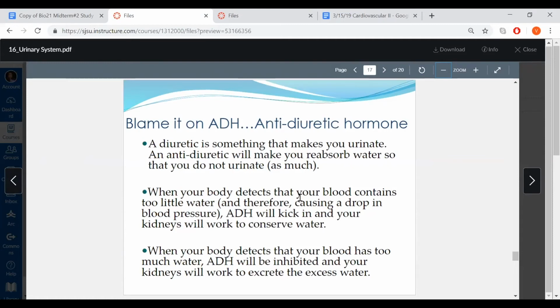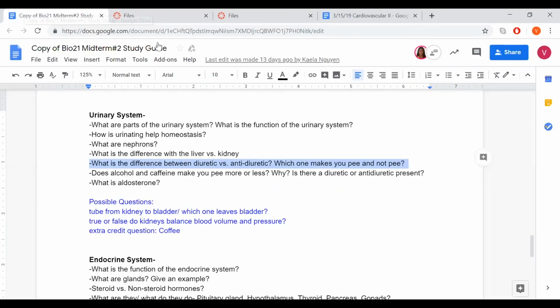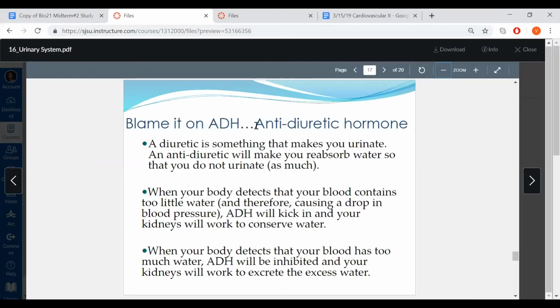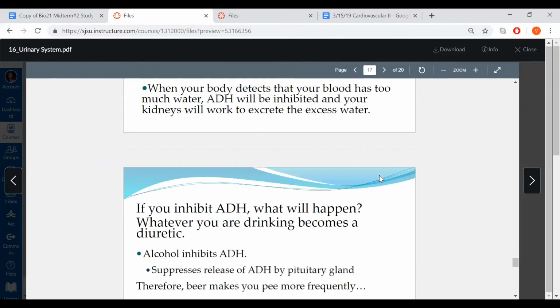And so, in alcohol, ADH is the anti-diuretic hormone. Yeah, that'll make you not want to go pee. So the alcohol inhibits the ADH, and so does caffeine. Alcohol and caffeine inhibit ADH.